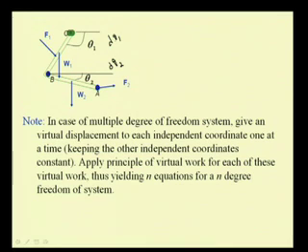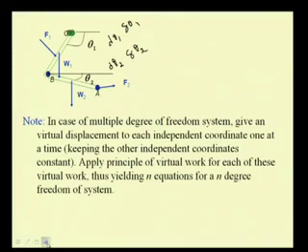So, for each virtual displacement, say for a small angular displacement, this is delta theta 1, and this is delta theta 2. For each of these, we define the virtual work and equate it to 0, thereby resulting in n equations for an n degree of freedom system, and it is possible to solve for n unknowns in such a system.